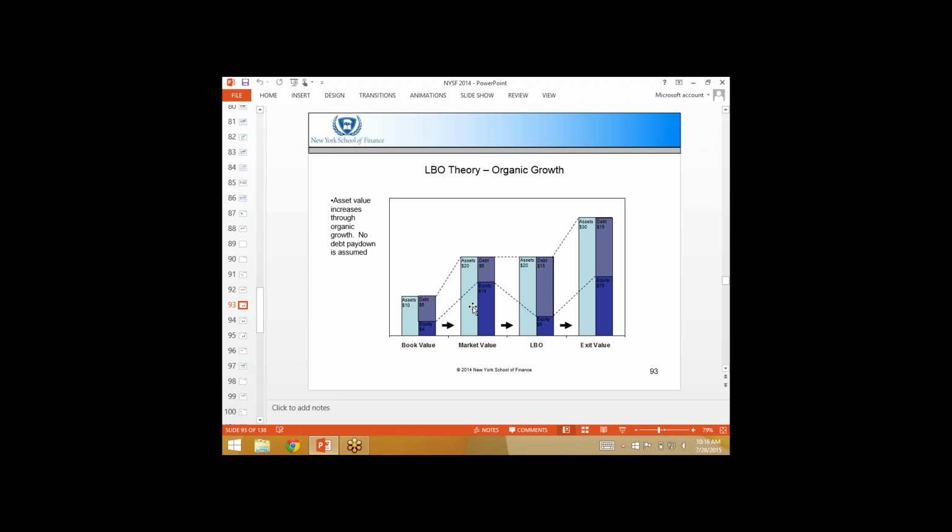Third is multiple expansion. You'd hope that you can sell the business, even if EBITDA doesn't improve. You can sell the business for a greater multiple just because markets are improving. So those are our three driving strategies.